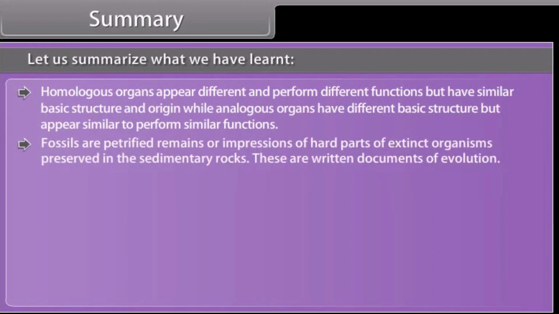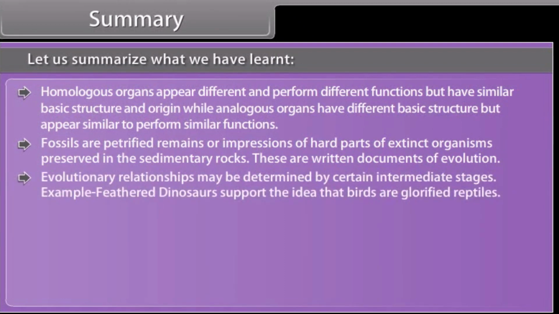Fossils are petrified remains or impressions of hard parts of extinct organisms preserved in sedimentary rocks. These are written documents of evolution. Evolutionary relationships may be determined by certain intermediate stages. For example, feathered dinosaurs support the idea that birds are glorified reptiles.